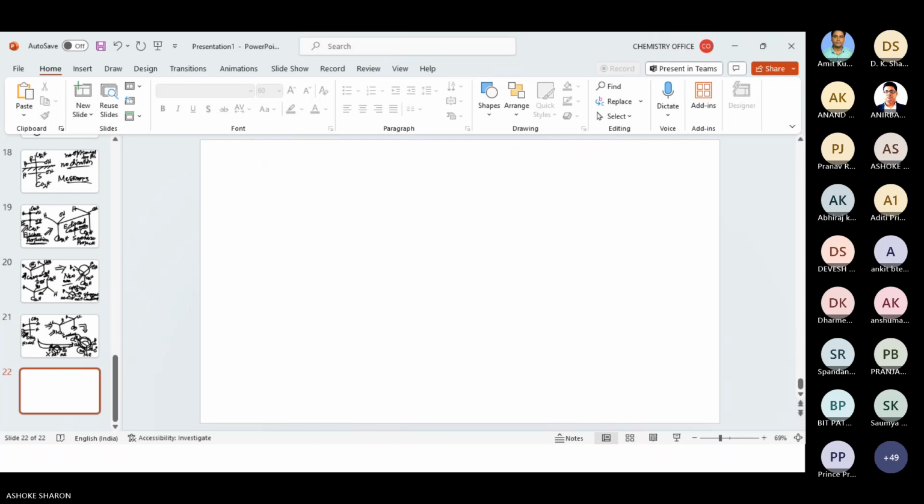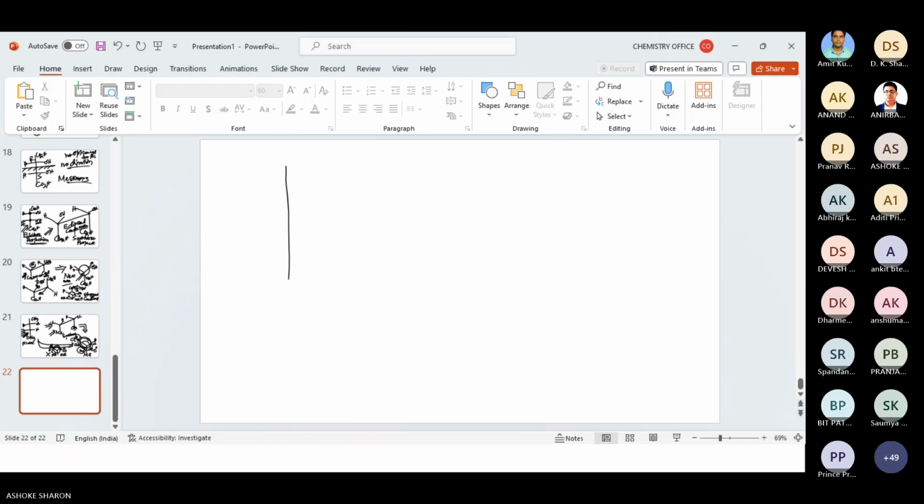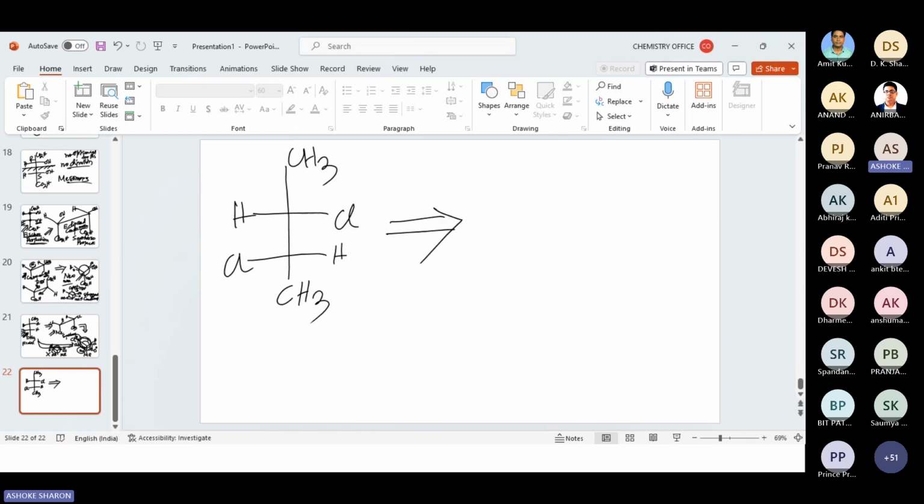Then I'm going to teach you another very interesting one. All of you study the flying wedge formula. For example, you can say CH3, H, Cl, Cl, H, CH3. That molecule I'll draw again. So CH3, H, Cl, Cl, H, CH3. So this is a Fischer projection formula. From here, I can draw another new projection formula in a three-dimensional way, the flying wedge.